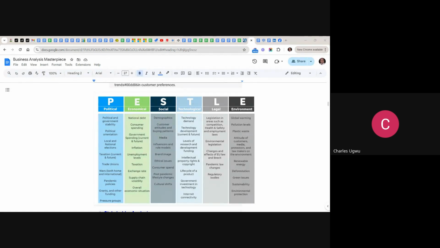So we combine this equally with what we call SWOT analysis to help us understand how some of these factors can help us within our business and how they can become a risk within our business.